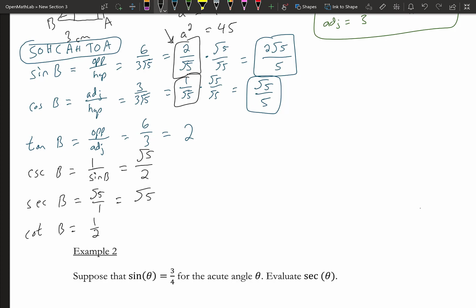Oops, I didn't write these out specifically, but secant of beta is 1 over cosine of beta, and cotangent of beta is equal to 1 over tangent of beta. Or B, that's a B, not beta. Sorry. Beta kind of looks like a B, but that's the Greek symbol.